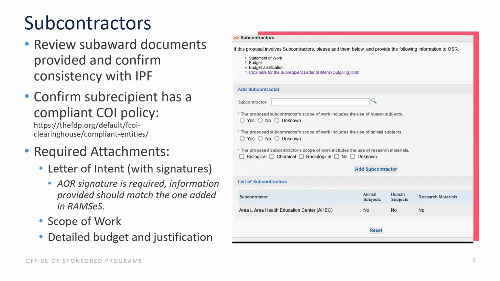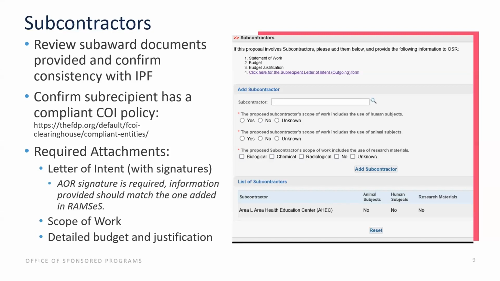We're going to be looking to make sure that all of the required attachments have been included. So we've got a letter of intent with signatures, and it has an AOR signature on there. It's got a scope of work, it's got a detailed budget, and it's got a budget justification. And those budget numbers match with what's in our budget, match what's in the application package, and match what the total amounts are that we have.